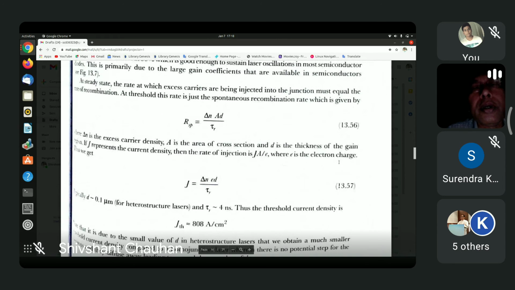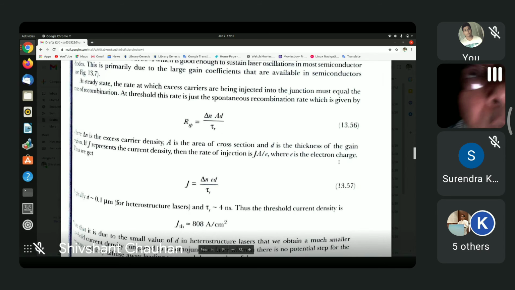Now, what kind of current do you need? You see, to have a certain concentration of electrons or holes, you need to inject a certain value of current in the structure. Now, for steady operation, the number of electrons supplied by the battery per second must equal the number of electrons that are lost via recombination. And recombination results in the production of a photon.